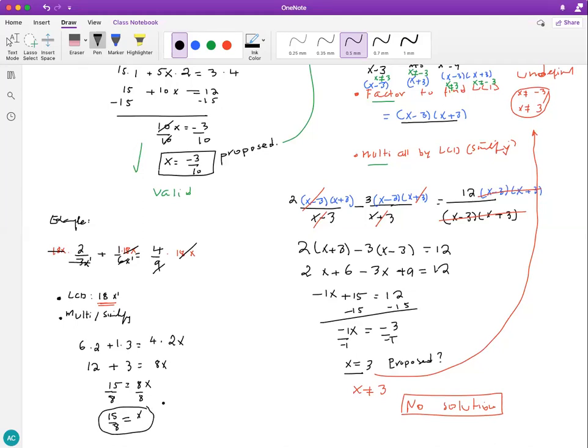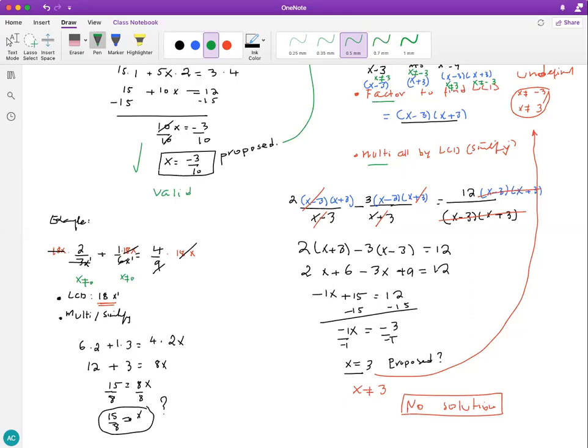Now, is this good? Is this valid? We need to go back and check what values are undefined here. For this one, we don't want to have 0 in the denominator, so x can't be 0. Also here, x can't be 0. Is this a valid solution?